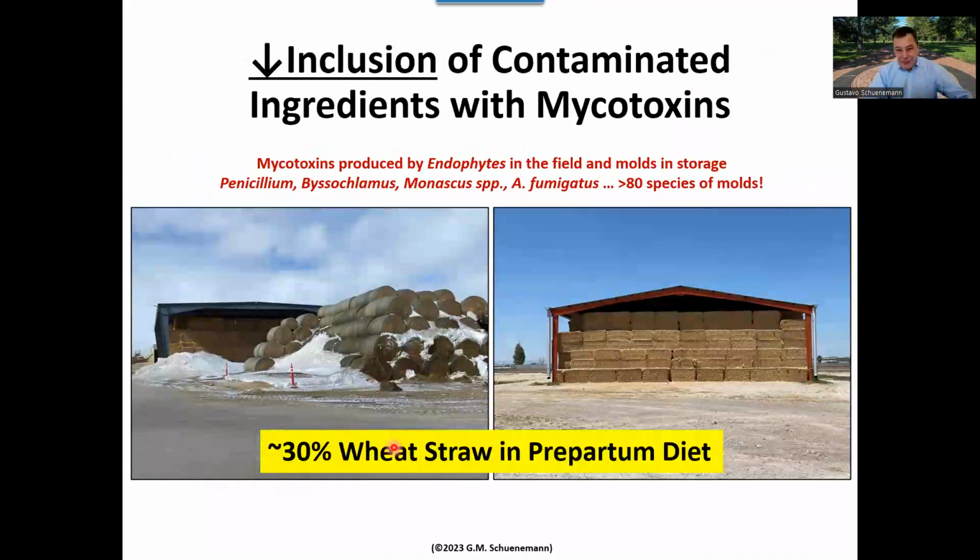So once we could remove or lower the inclusion of contaminated ingredients, this is the best, holistic approach, but not always is that the case, right? Ideally, I would like to see hay, especially if those farms are feeding wheat straw, right? And to cows, these are particular farms, they feed about 30%, right? Of wheat straw in the prepartum diet. So, avoid something like that, right?